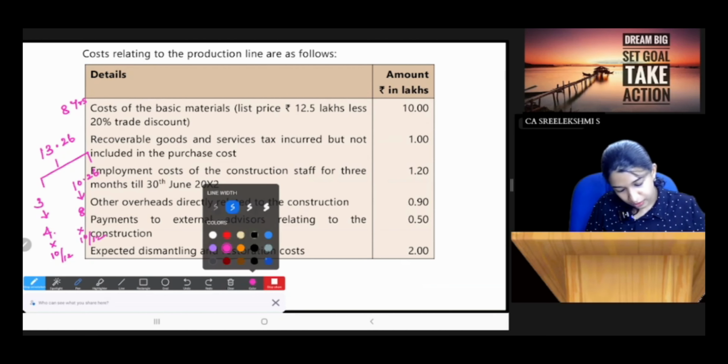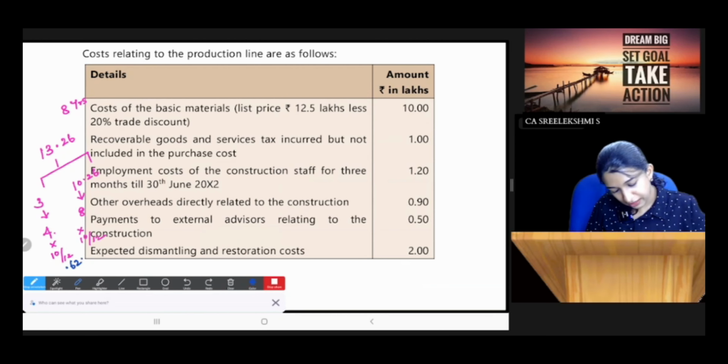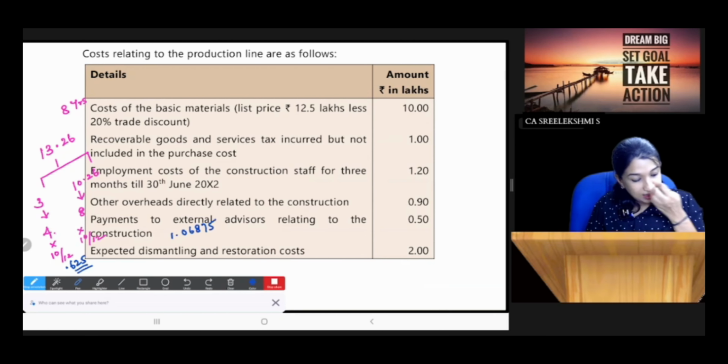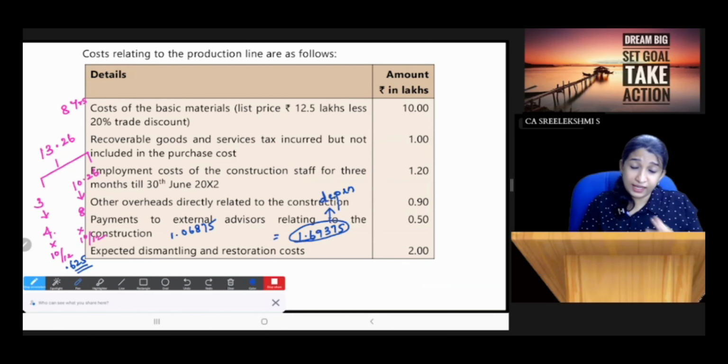So depreciation is 3 divided by 4 into 10 by 12, which is 0.625. Then 10.26 divided by 8 into 10 by 12 is 1.06875. Plus 0.625, the total is 1.69375, the depreciation.